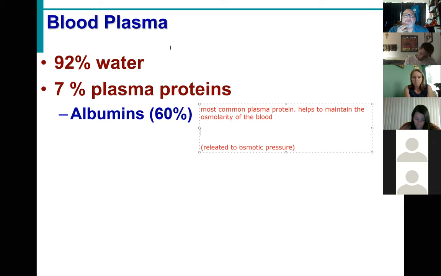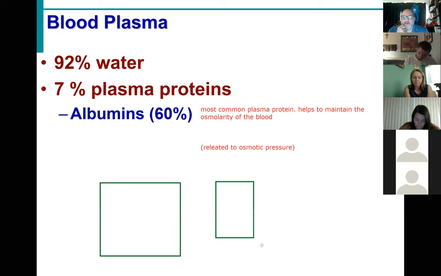All right, here, let's do it this way. I have two beakers, beaker one and beaker two. Both beakers contain exactly 1 liter of water in them.